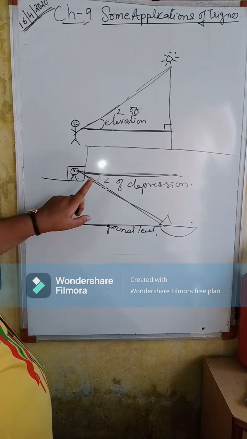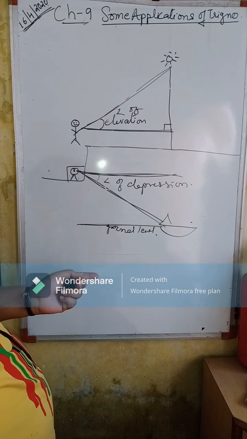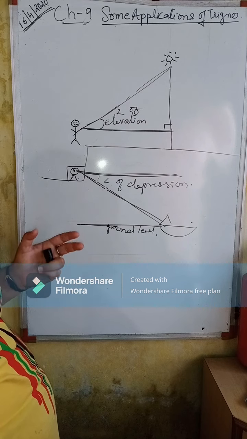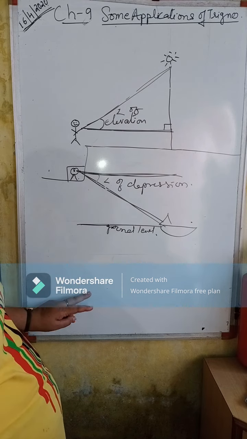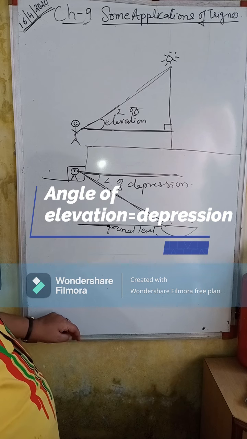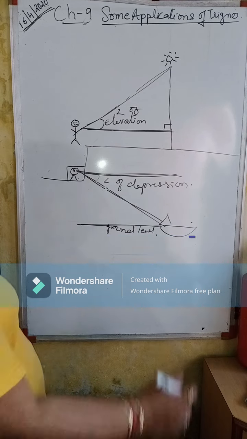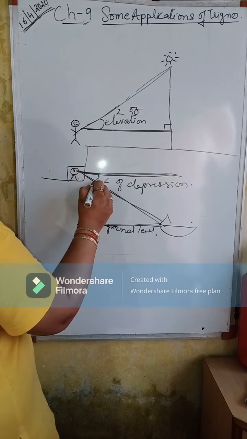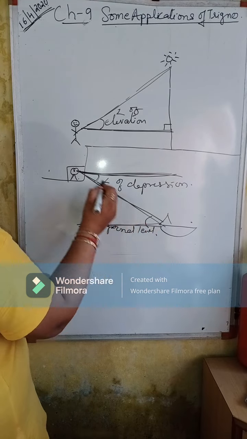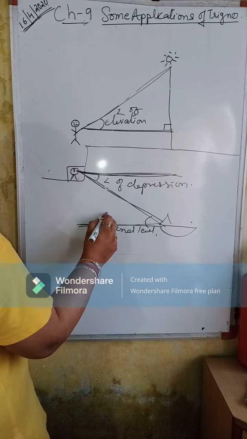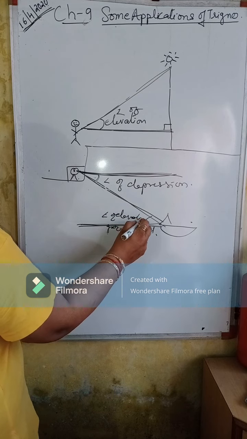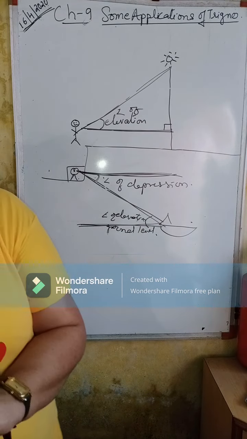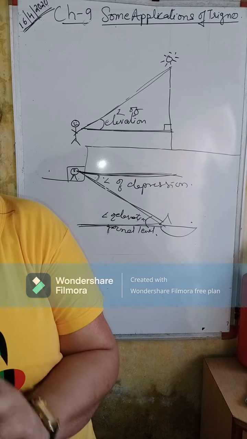Now whenever the angle of depression is given in the question, you have to draw the diagram accordingly, but the angle of elevation will be equal to the angle of depression, because these two horizontals are parallel and these two are alternate angles, and they are the same, so both are equal over here. Did you understand this much? No doubt in angle of elevation and depression, right?